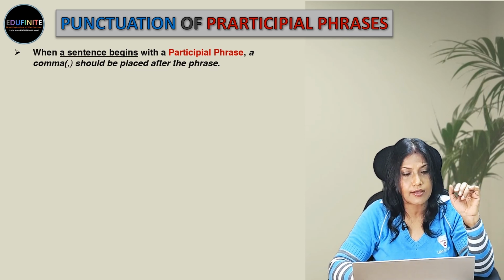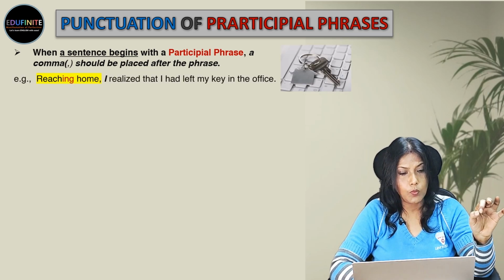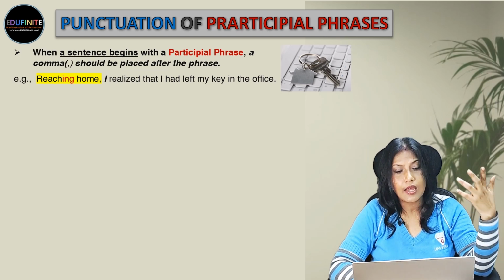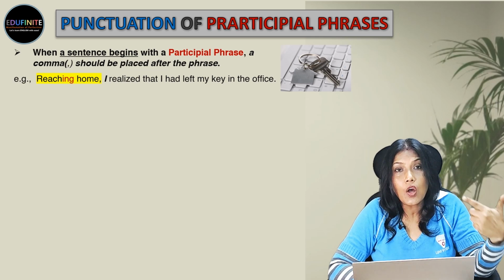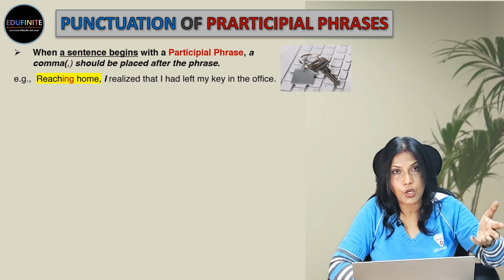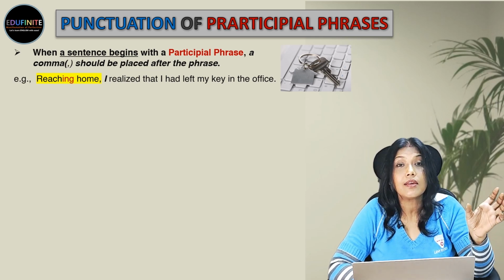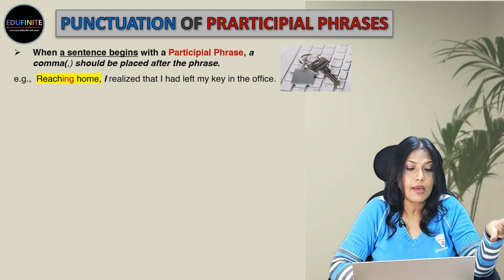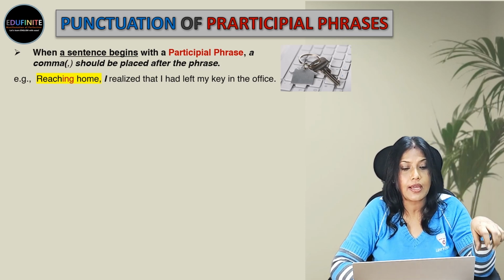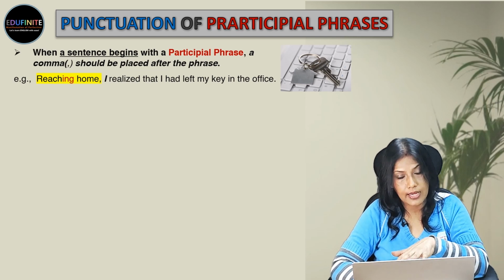So, let's look into the example. Reaching home, I realized I had left my key in the office. So, reaching home, after reaching home, that's the participle phrase. Here I've placed it right at the beginning. So I've put a comma after it and then written the whole sentence.